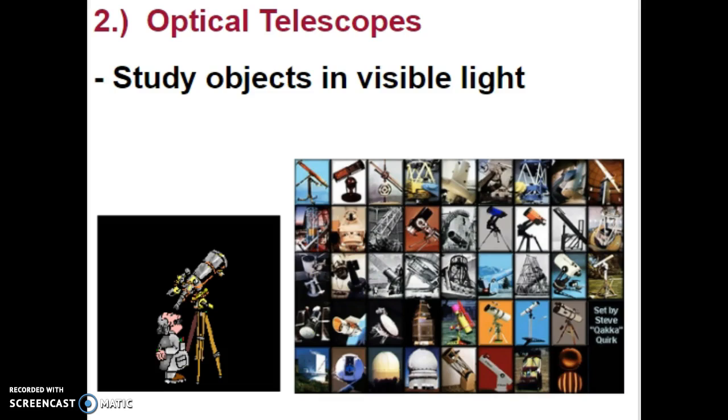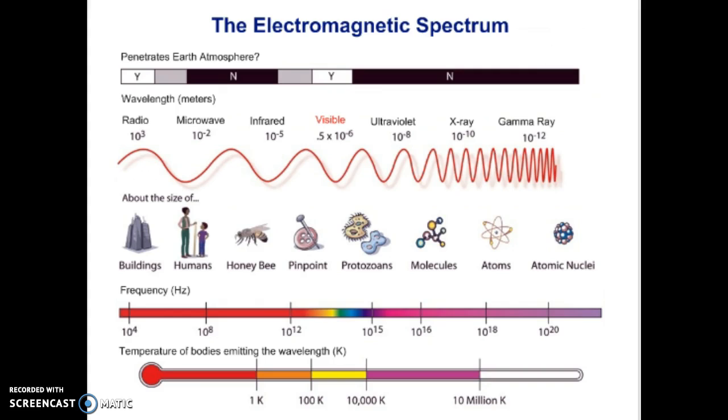So optical telescopes are those types of telescopes that study objects in visible light. Visible light is part of the electromagnetic spectrum. We see a very small portion of the different types of waves that are present. So the visible part of the light spectrum is what optical telescopes study.